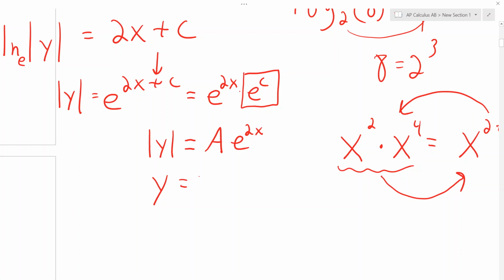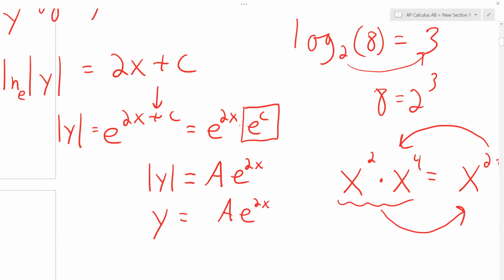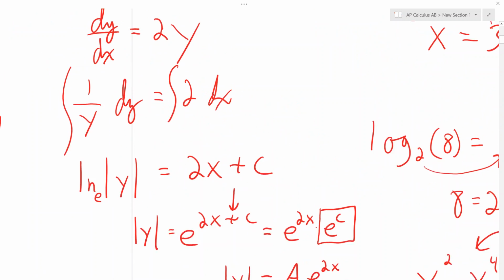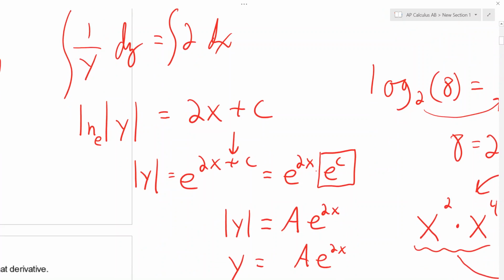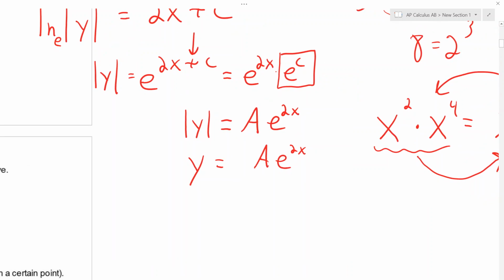But all the absolute value does is put a plus or minus over here. And actually, for right now, let's not worry about the plus or minus, because a could be positive or negative anyway. We'll deal with absolute value in a second, or maybe tomorrow. I don't want to mess with absolute value right now. But do you see how I separated the main steps? Separate the variables, integrate both sides, solve for y.